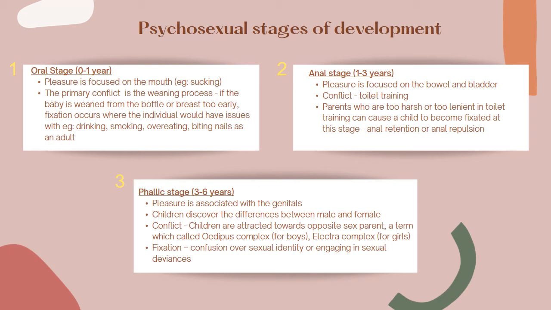And then we have the third stage, the phallic stage, which happens between 3 to 6 years. Pleasure is associated with the genitals. Children discover the differences between male and female. Conflict is children are attracted towards the opposite sex parent, a term which is called Oedipus complex for boys and Electra complex for girls. Fixation: the individuals would be confused over sexual identity or engaging in sexual deviances.